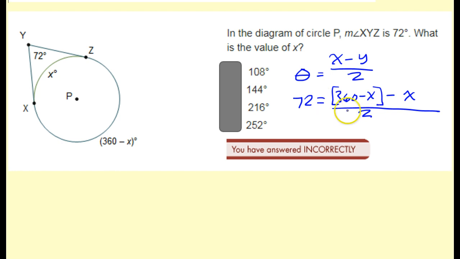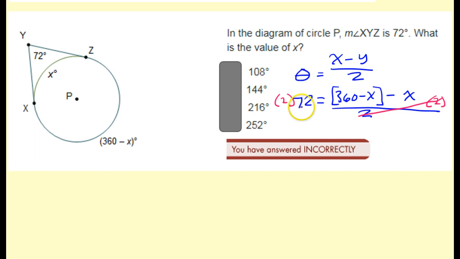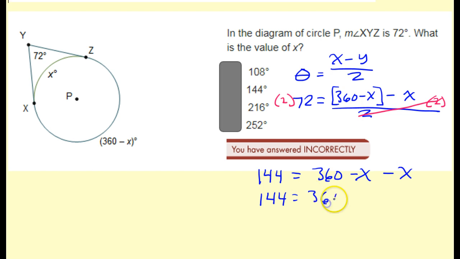I don't like fractions very much, so I always get rid of them as fast as I can. So we can multiply both sides by 2 right from the start if we want to. That will cancel these out. So that's going to leave us with 144 is equal to 360 minus x minus x. See the minus x is there twice.